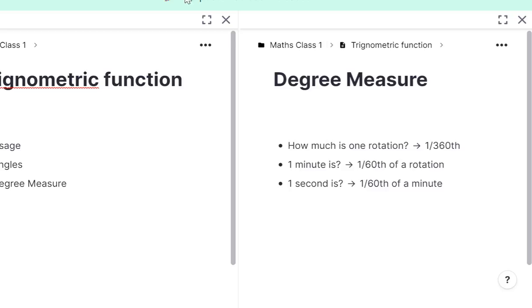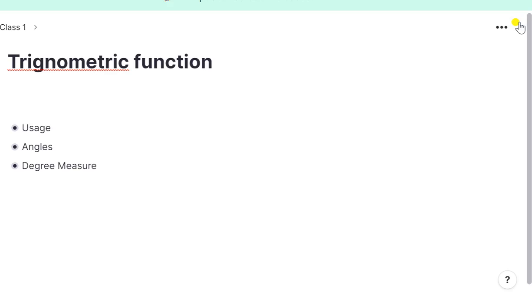So we are done with the notes for degree measure. We just have three RemNotes for this. We'll go on to radian measure.